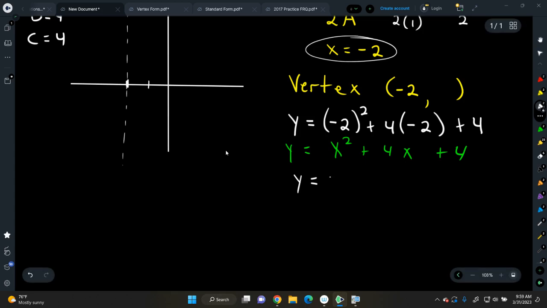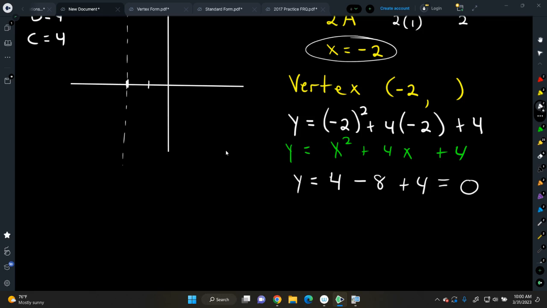What's negative 2 times negative 2? Jackson, what's negative 2 times negative 2? Positive 4, yes. Okay. What's 4 times negative 2? Negative 8 plus 4. Okay, what is 4 minus 8 plus 4? 0.